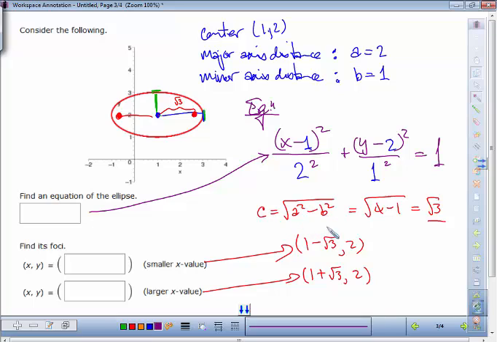Yeah, you're going to switch b and a because you can't have a negative under a square root. And that just means your ellipse now will be elongated vertically instead of horizontally. Okay, should we check? This is correct.